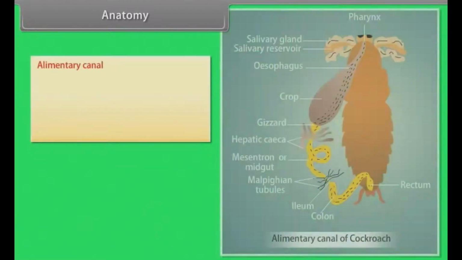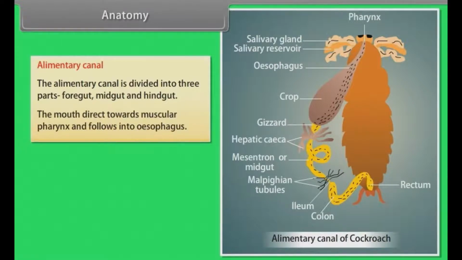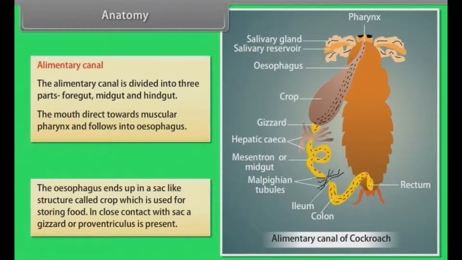Anatomy. Alimentary canal. The alimentary canal is divided into 3 parts: foregut, midgut, and hindgut. The mouth directs towards the muscular pharynx and follows into the oesophagus. The oesophagus ends up in a sac-like structure called the crop, which is used for storing food. In close contact with the sac, a gizzard or proventriculus is present.